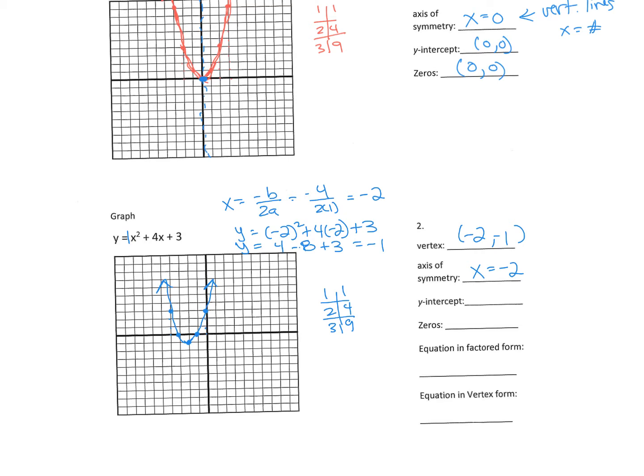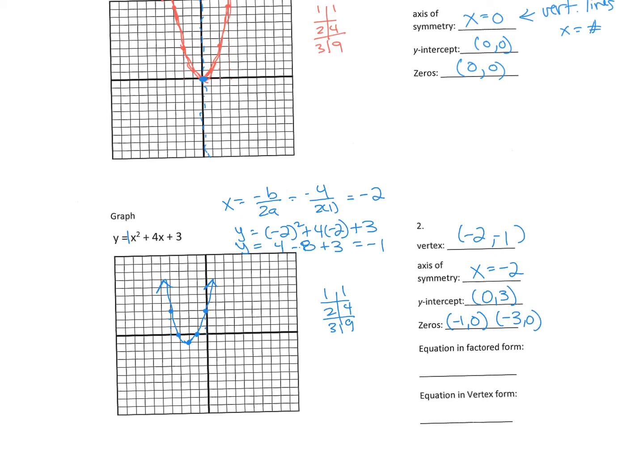My y-intercept, I can see it right from my graph. I don't need to solve for it. I can see that that's at (0, 3). x is 0, y is 3. My zeros are on my x-axis. Those are my x-intercepts. And I can see that's occurring at what? (-1, 0). And it looks like the other one is at (-3, 0).